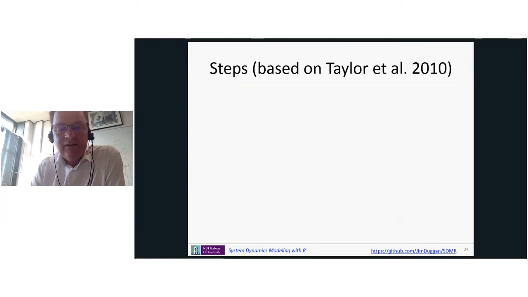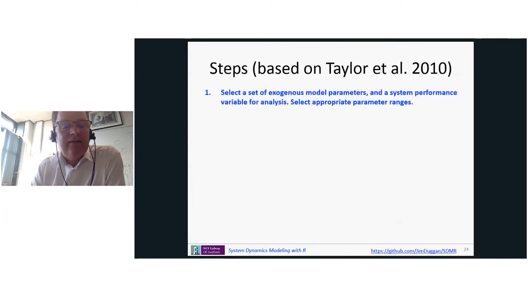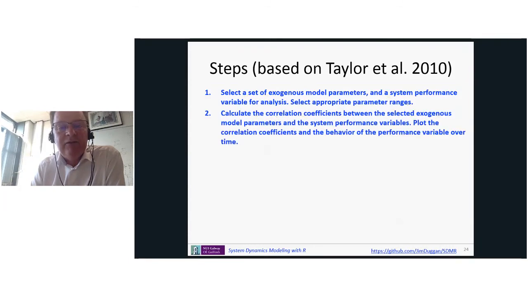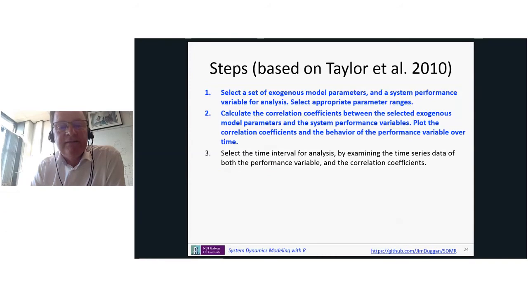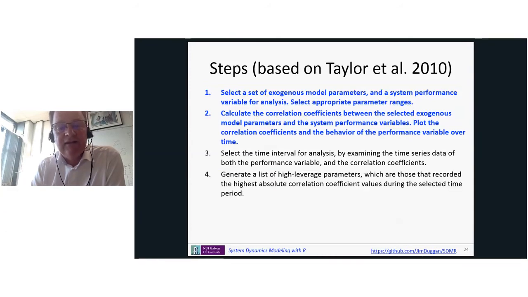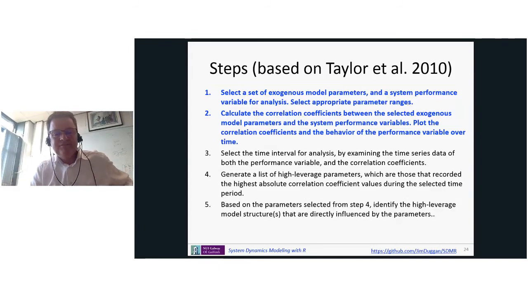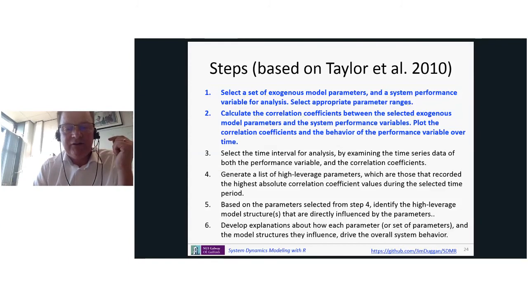So that's R. Steps: set exogenous model parameters, calculate the correlation coefficients, select the time interval for analysis. This is the conventional statistical screening approach. Basically, we have a set of steps that we can iterate through, but I suppose the focus here is just to show you the R implementation of this.